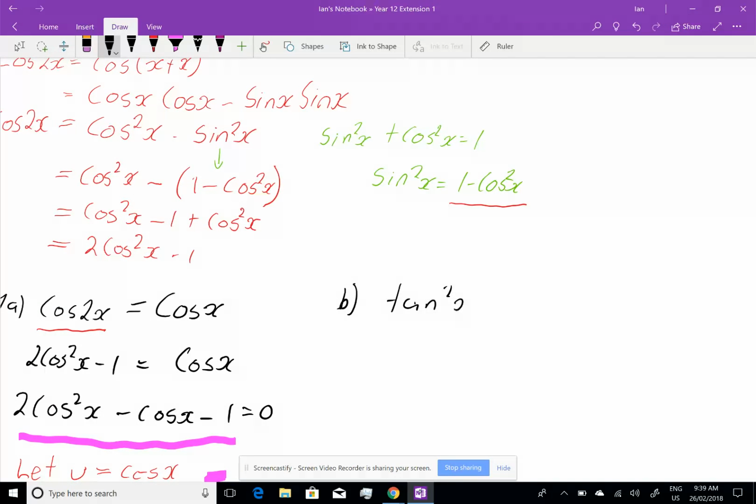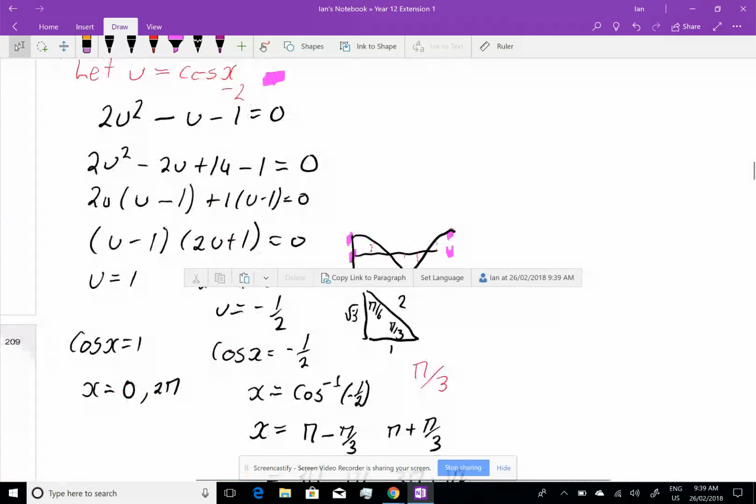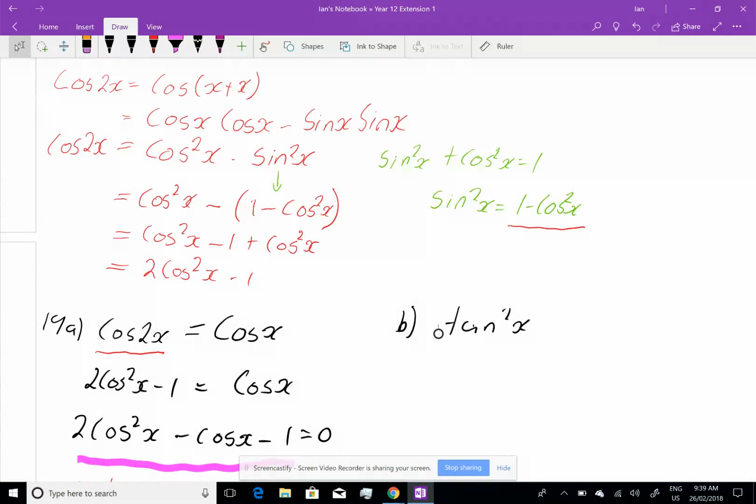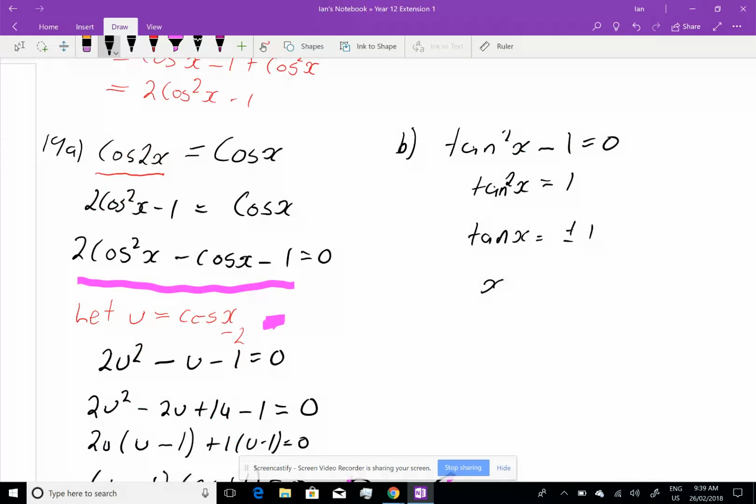Tan squared x minus 1 equals 0. Well, we'll take that 1 over the other side. We'll get tan squared x equals 1. Tan x equals plus or minus 1. So x equals inverse tan plus or minus 1.